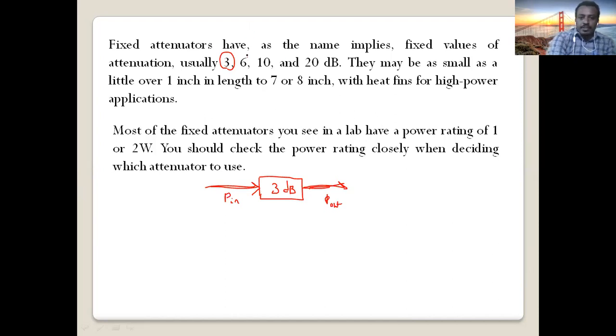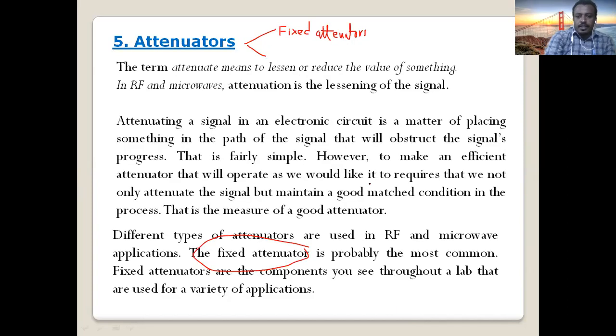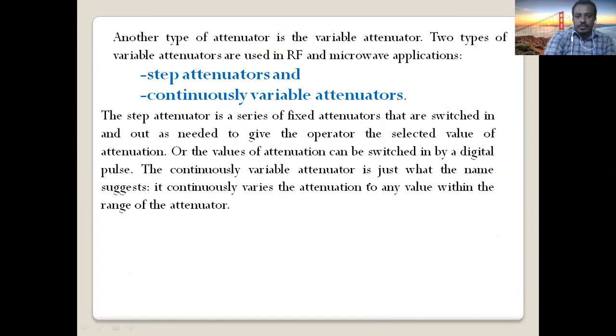You may have a 6 dB attenuator, where the attenuation is fixed. So when the signal passes through this attenuator, the signal level decreases by 6 dB. Attenuators of this type with fixed attenuation, we call them fixed attenuators. There is another type of attenuators, we call them variable attenuators.